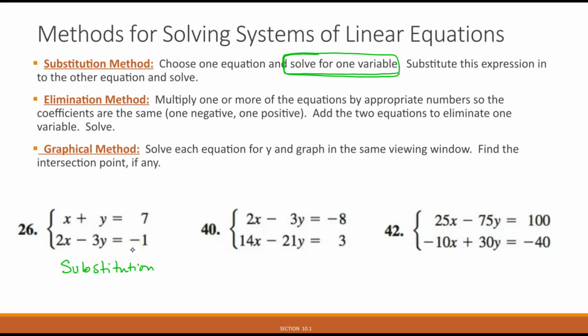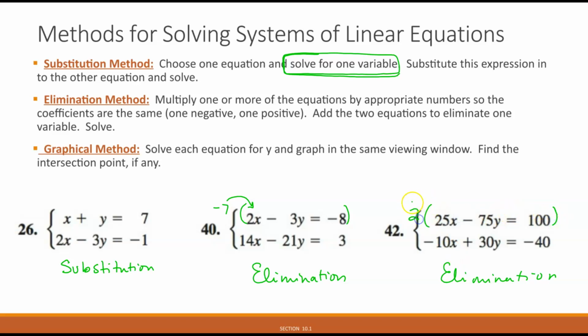Since graphical is our last choice, these two are going to be elimination. You can easily eliminate x by multiplying this by -7. That would give us a -14 plus 14, and x would be eliminated. Here we could multiply, let's say, this one by 2.